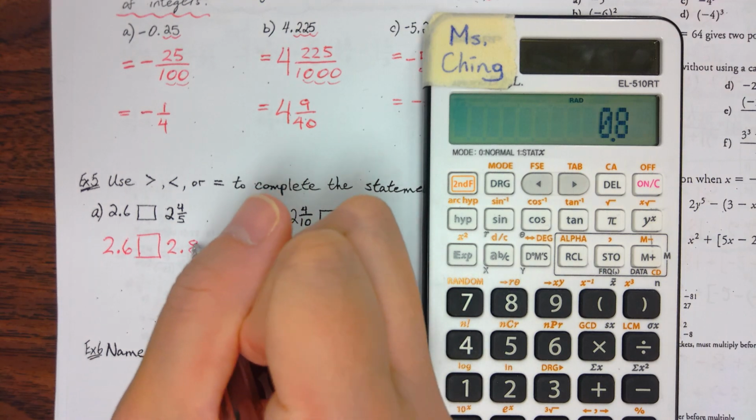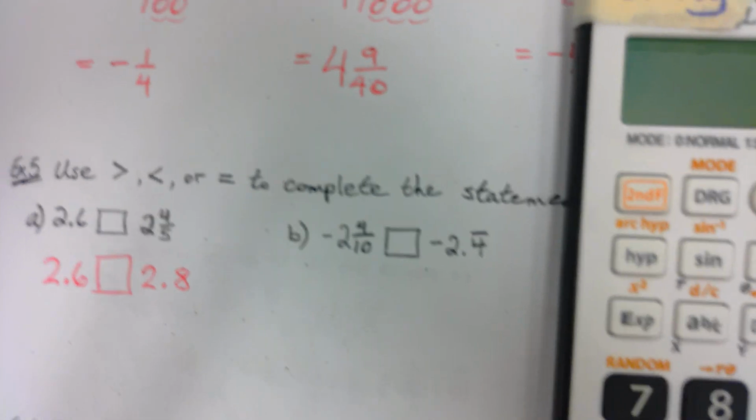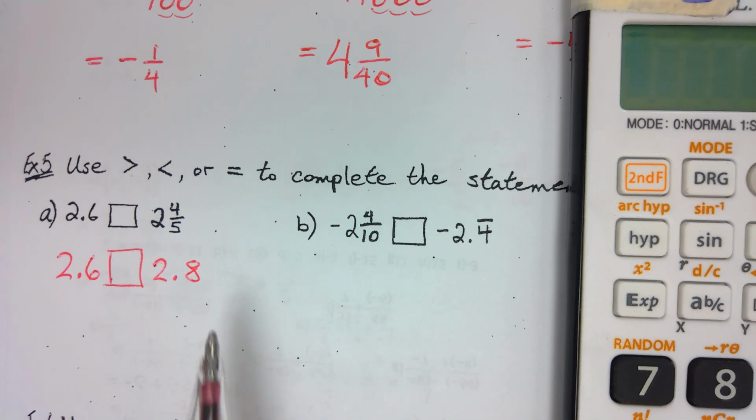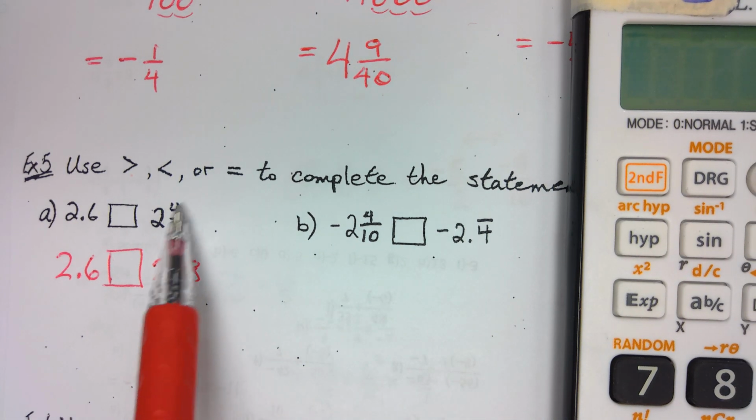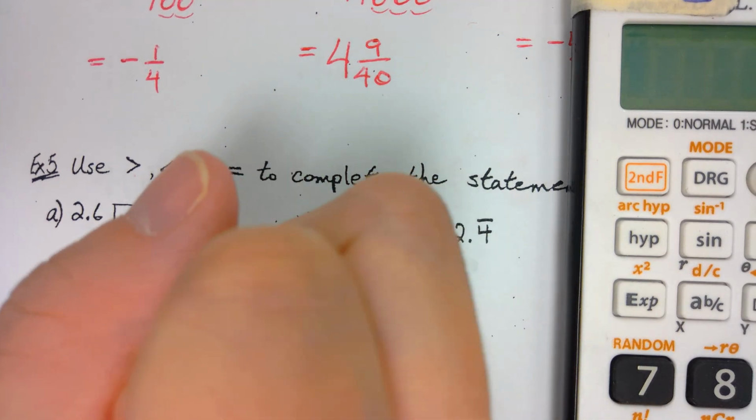And you'll get that 0.8. So therefore, this is 2.8. Remember your whole is still the whole. So you still have that 2 whole, and then this tells you the decimal part. So therefore, it's less than.